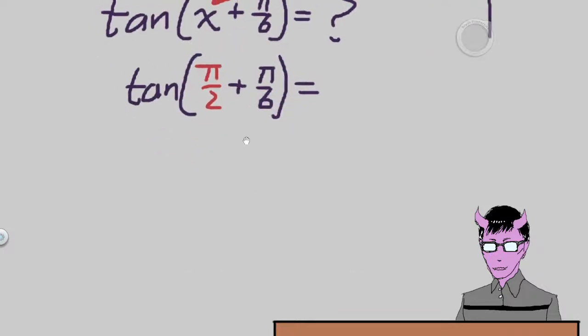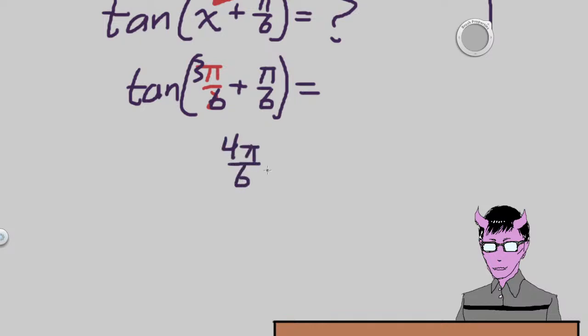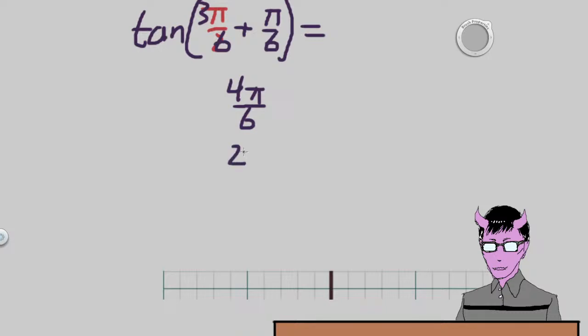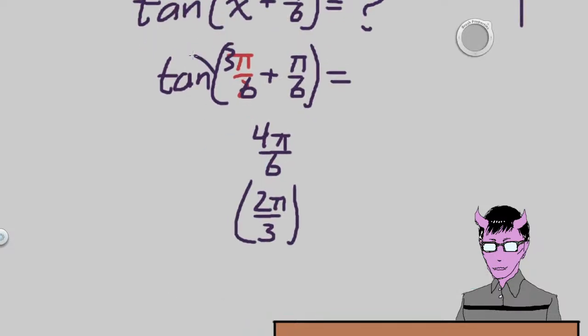Well, a little bit of number crunching. Mismatched denominators, so times 3 to the bottom, times 3 to the top. So we have 3 plus 1, which is 4. So 4 pi over 6, which simplifies into 2 pi over 3. Finish applying the tangent function to this one.